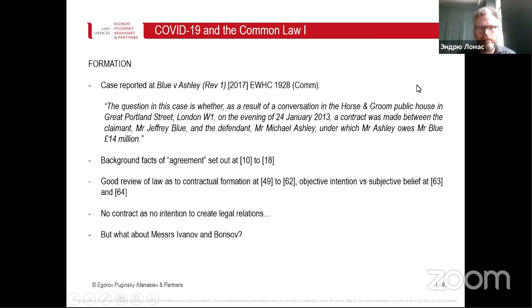It has actually gone through to trial, and there is now a judgment in it, which is worth reading for anyone looking for an introduction to the principles of formation as a matter of English law.